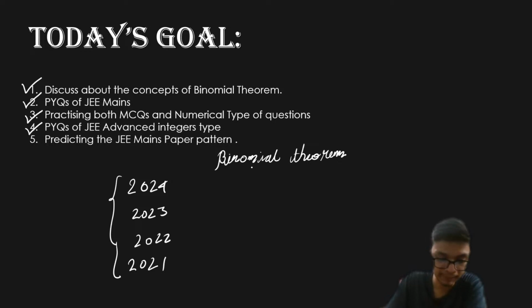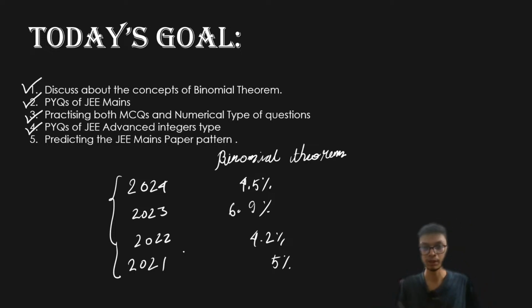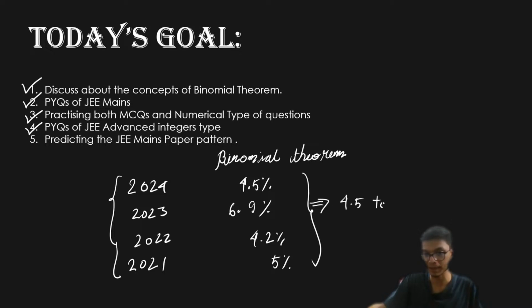The weightage for this particular chapter is as follows. You can see there was a weightage of 4.5% in 2024, 6.9% in 2023, 4.2% in 2022, and 5% in 2021. So more or less, roughly, you can see that the average is around 4.5 to 5, around 5 percent, right?